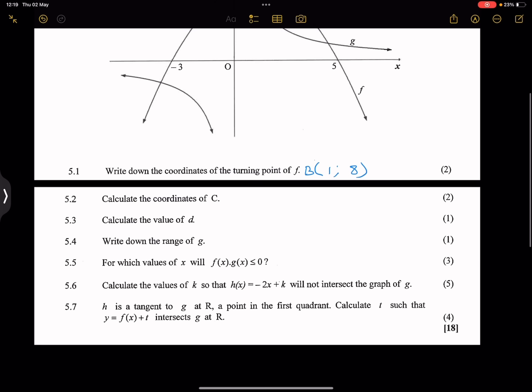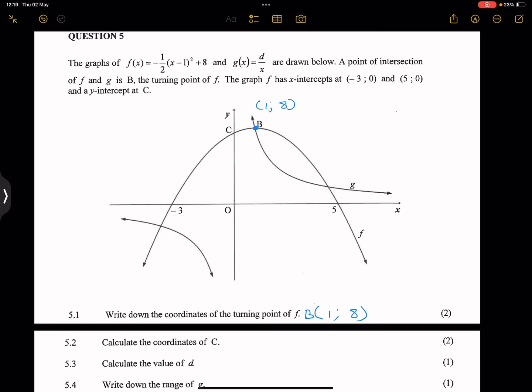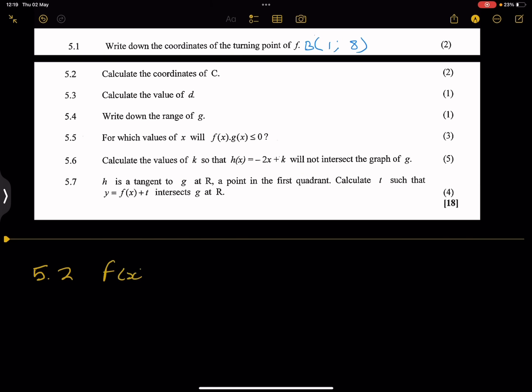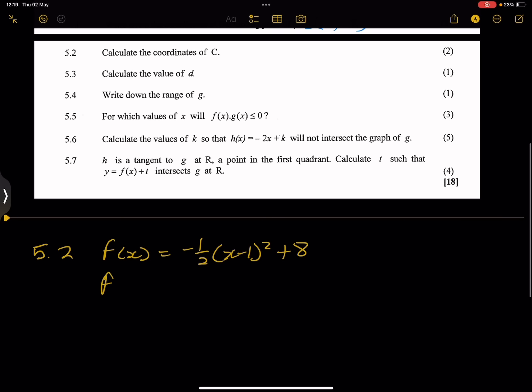They say, calculate the coordinates of C. Now note that C is the y-intercept. Okay, so this is where x is equal to 0. So I'm just simply going to take there for 5.2. We're going to consider f of x. So let's write down the equation. This is minus 1 over 2, x minus 1 all squared, we said plus 8. But for the coordinates of C, we're going to take f of 0. That's minus 1 over 2 times (0 minus 1), which will be (-1) squared, plus 8.